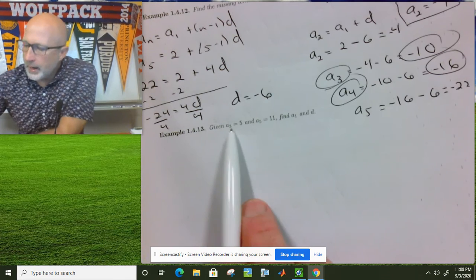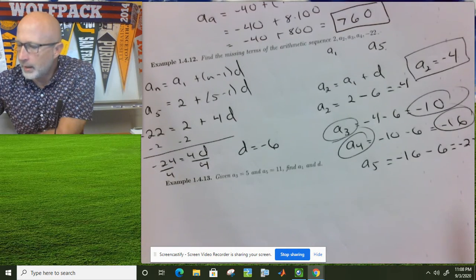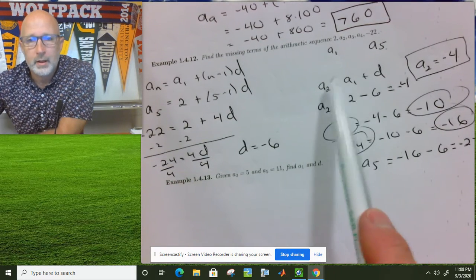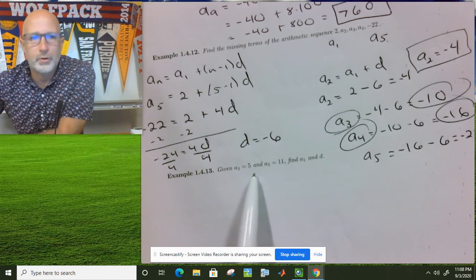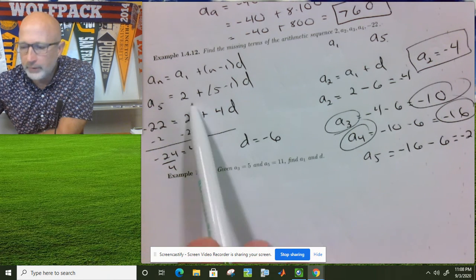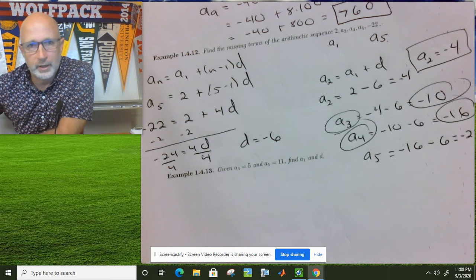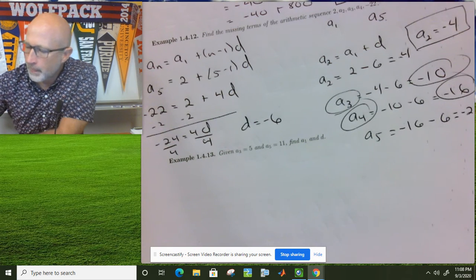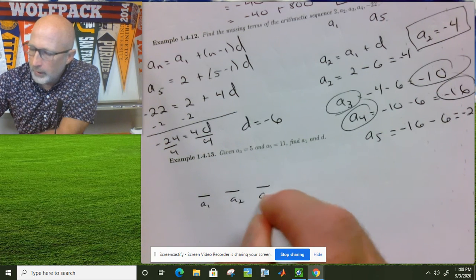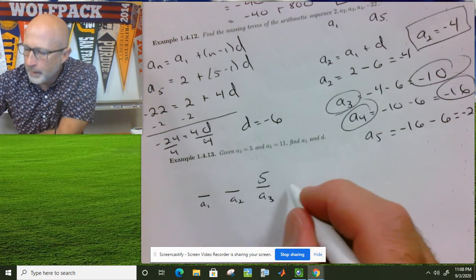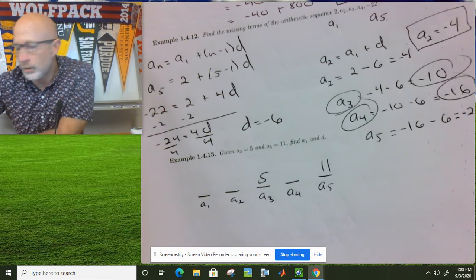Okay, so given that A3 and A5 are these, find A1 and D. Now, I actually forgot to do this the easier way up here. I ran out of room, so I'm not going to do it up there. But I'm going to show you the method I would normally use, not even utilizing these formulas. I actually don't like memorizing formulas at all. I like to just understand it logically. So here's what I do with this. I draw in what would be A1, and then A2, and then A3, which I know is 5. And then I have A4, I have A5, which I know is 11.